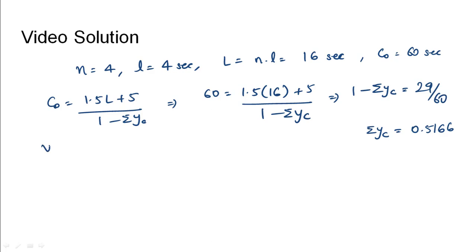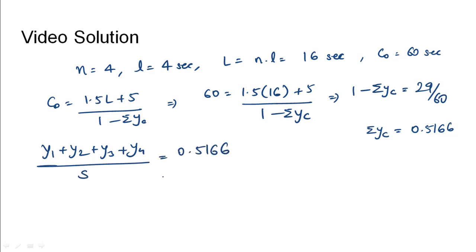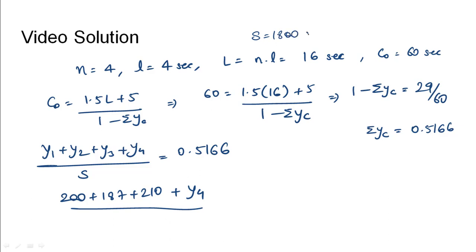The summation of the ratios would be equal to Y1 plus Y2 plus Y3 plus Y4 divided by the saturation flow, which is 0.5166. So the flows are given as 200, 187, 210, and for the 4th phase we don't know the flow, so that will remain as Y4. The saturation flow is mentioned in the problem as 1800 vehicles per hour. So substituting that value here, which is equal to 0.5166, the value of Y4 would be obtained as 333 vehicles per hour.